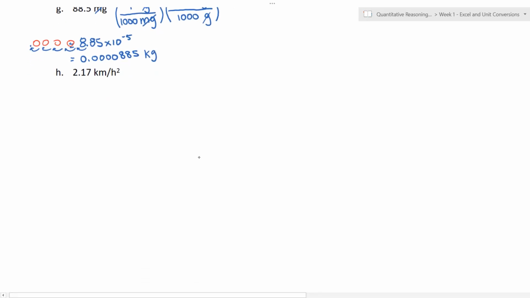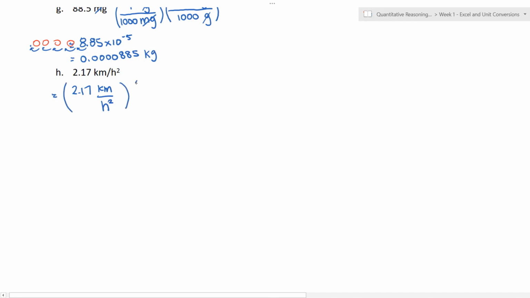All right, H, 2.17 kilometers per hour squared. This one's the hardest of all of them. If you feel like you've got this, try it out on your own and then connect with us. Pause the video and then replay it once you're ready to go, just to make sure it's correct. But let's go ahead and do this now. I'm going to rewrite this as 2.17 kilometers per hour squared, emphasizing that hour squared is in the denominator.